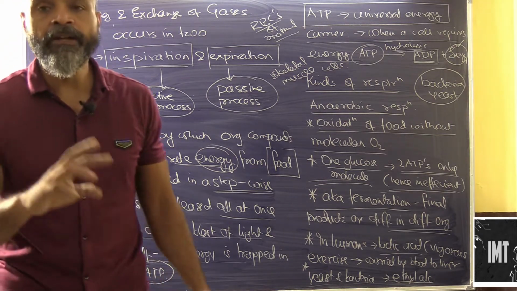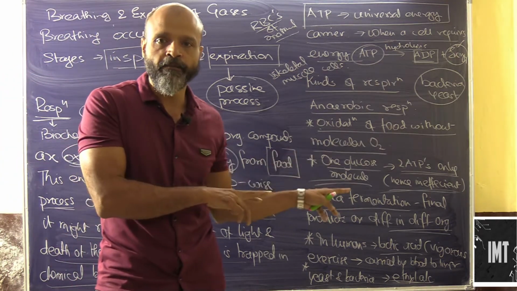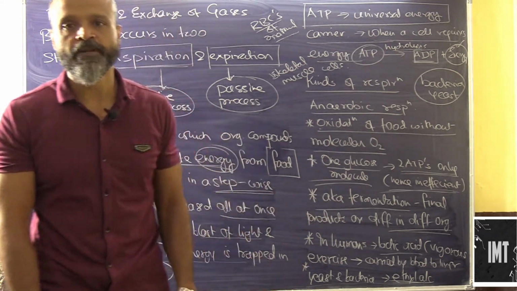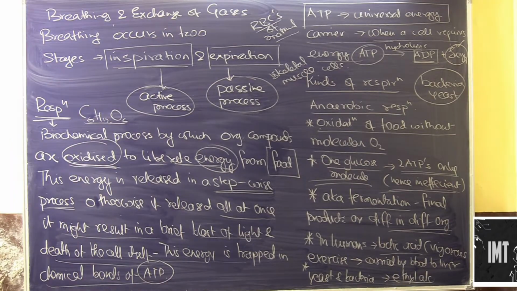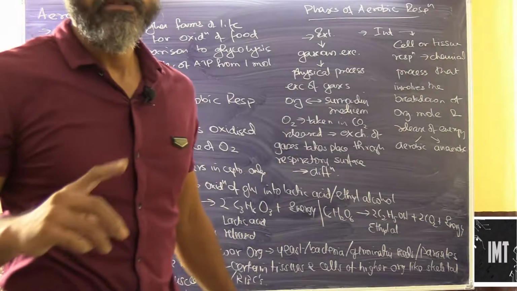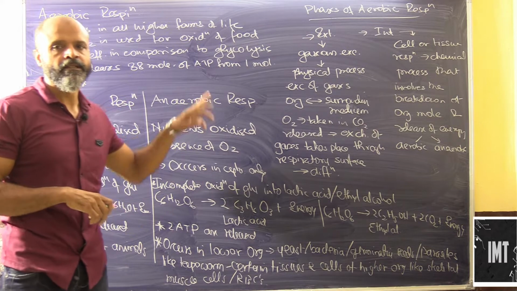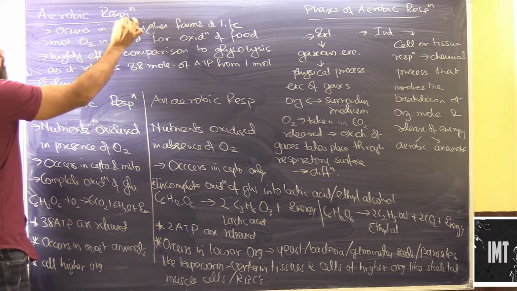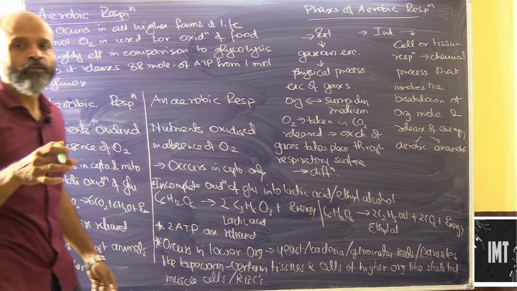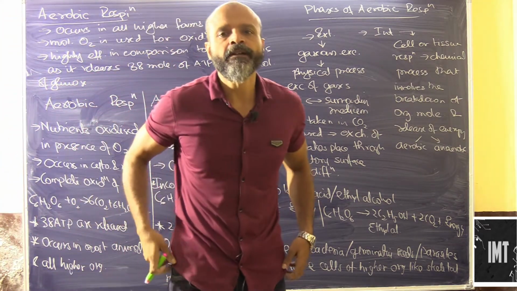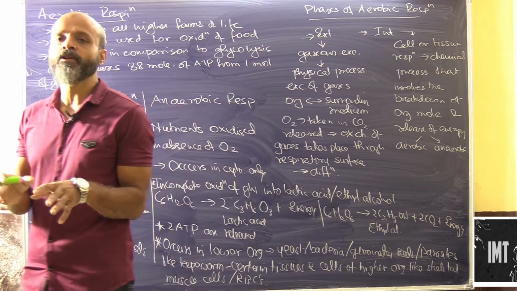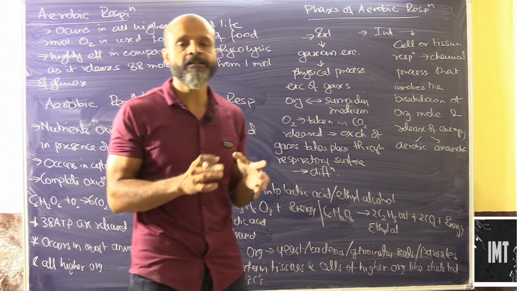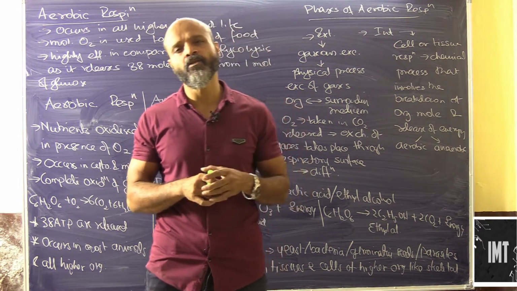So we have dealt with the anaerobic respiration part, and now we will deal with the aerobic respiration part. Aerobic respiration is the most important form of respiration out of both modes, aerobic and anaerobic, because more energy is released, and this is the actual process in higher organisms.